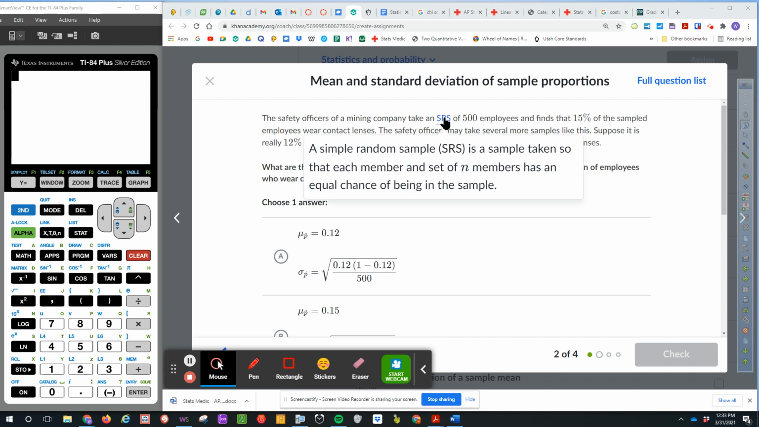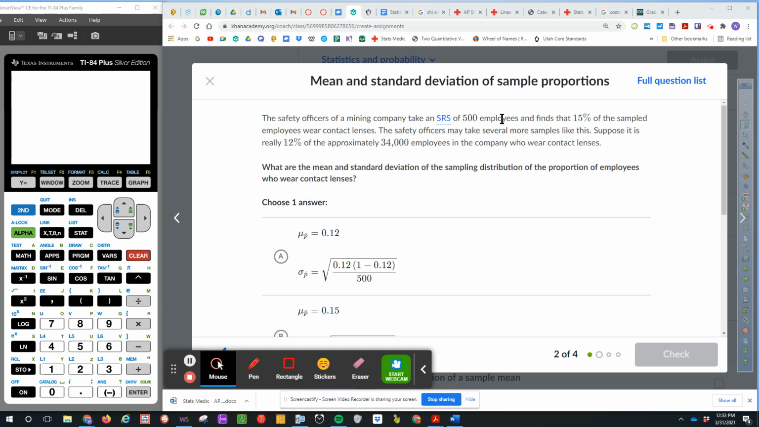SRS stands for a simple random sample, right? A simple random sample is a sample taken so that each member and set of M members has an equal chance of being in the sample. So that's what SRS means. Everyone has an equal opportunity of being included in the sample.